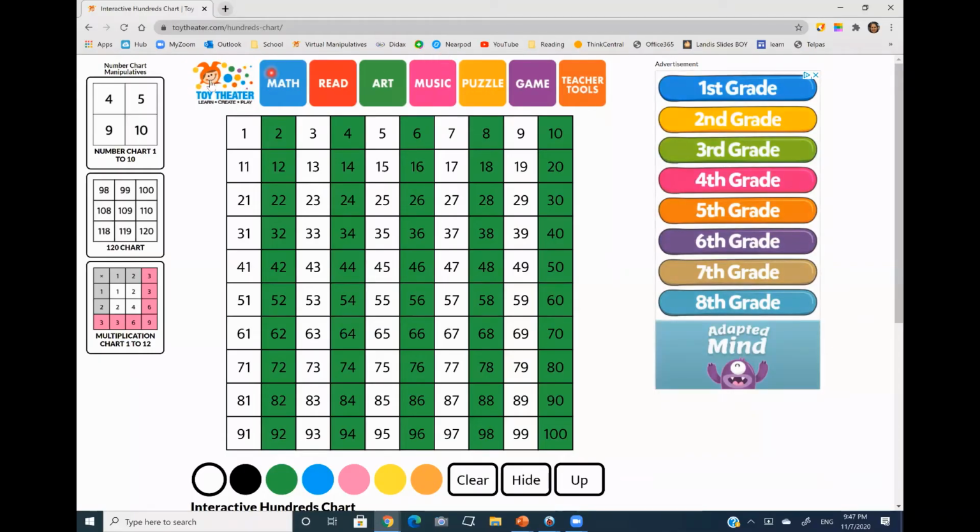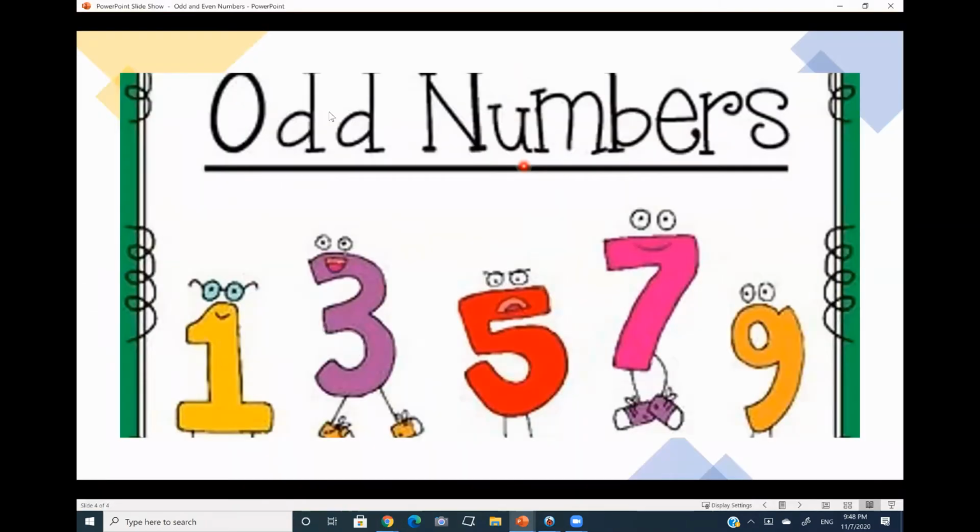If we look at the 100 chart again, we'll notice that the numbers 1, 3, 5, 7, and 9 are not even numbers because they are not multiples of 2. Therefore, all the numbers that finish with the digit 1, digit 3, digit 5, digit 7, and digit 9 are odd numbers. Odd numbers finish with digits 1, 3, 5, 7, and 9.